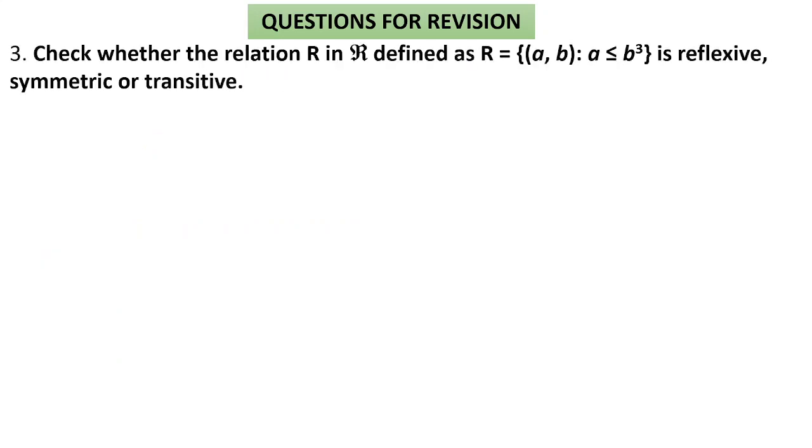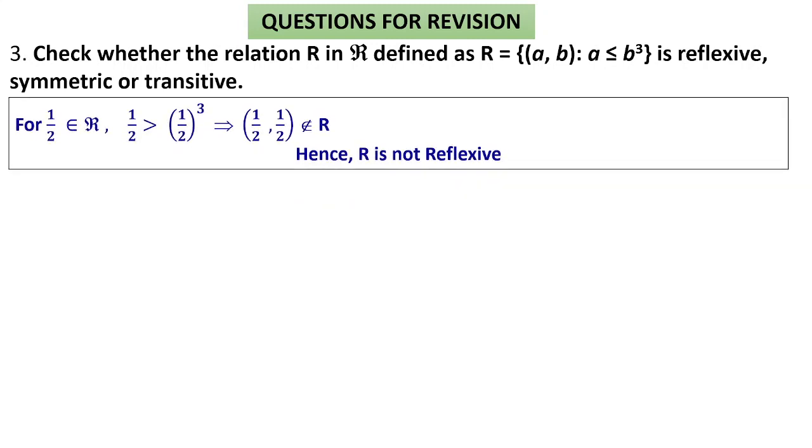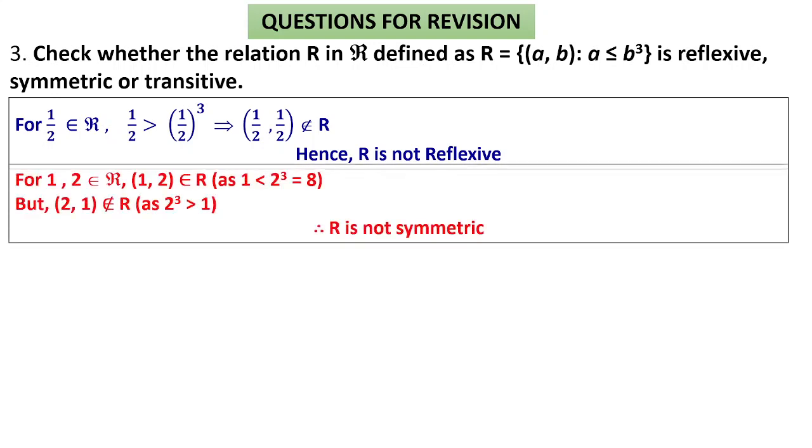Let us go to question number 3. You have been given {(a, b): a less than or equal to b cube}, check whether it is reflexive, symmetric or transitive. Let us take 1 by 2 belongs to R, where I am taking examples. 1 by 2 is greater than 1 by 2 the whole cube. Therefore (1 by 2, 1 by 2) does not belong to R. Be careful, 1 by 2 is greater than 1 by 2 the whole cube. Therefore it is not reflexive.